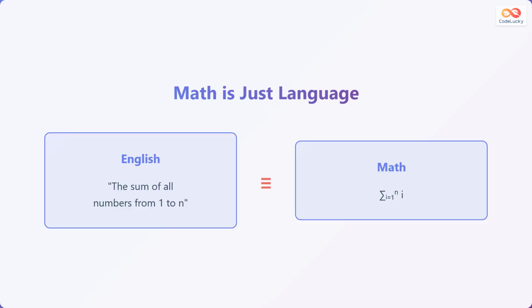Think of mathematics as another language. On one side, we have English, which might express a concept as the sum of all numbers from 1 to n. On the other side, math uses its own notation to express the same idea. Sigma i, where i equals 1 to n. Both convey the same meaning, just in different forms. Understanding this equivalence can make math less mysterious.